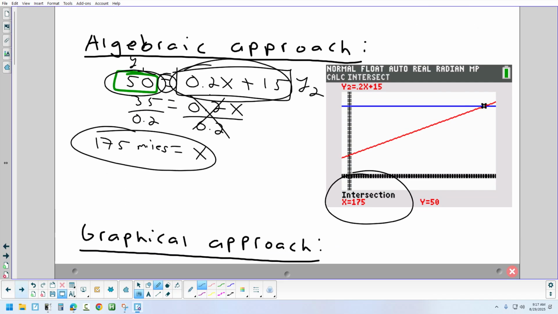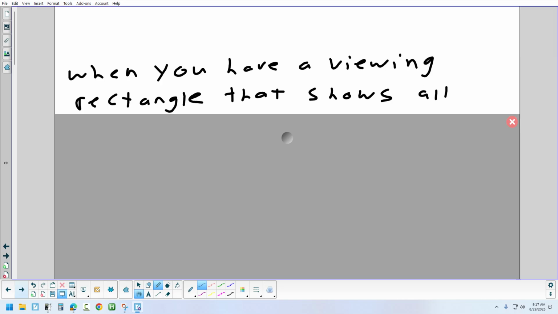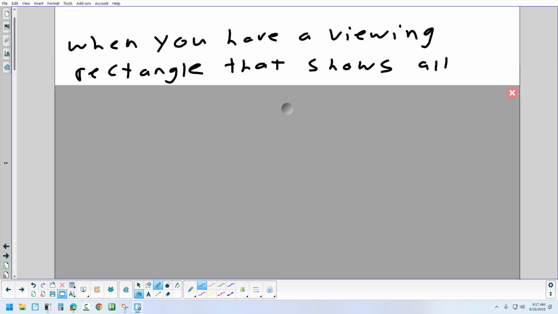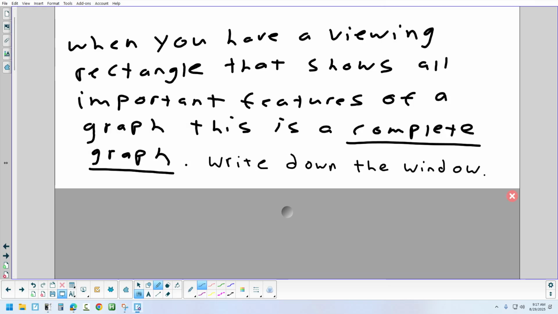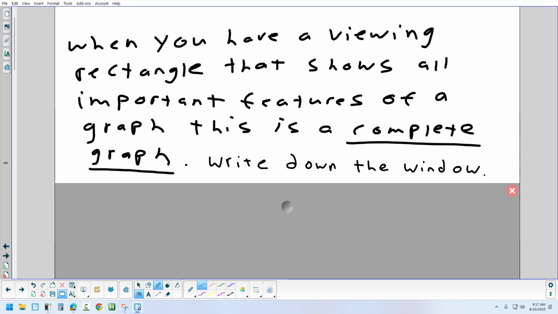Okay, so that is finding an intersect. Now, this particular window that I have right there, that's a good window. I can see everything I need to see. The main thing is where they cross. If you have a window that shows everything you need to see, that is called a complete graph.